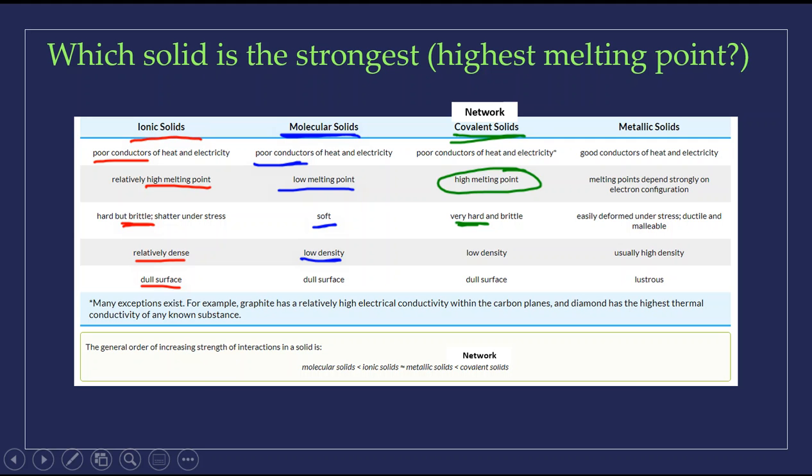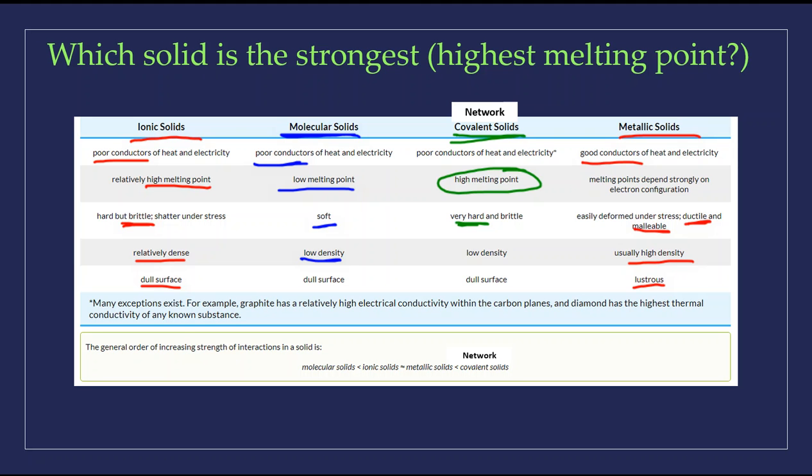The metallic ones are good conductors in the solid form, right? They do sometimes have varying melting points, because I'd say most metals have high melting points, but there are notable exceptions like mercury, gallium, some of these other ones that definitely don't fit that bill. Easily deformed under stress, so malleable, ductile, those are keywords for metallic solids. High density, lustrous, shiny, these are definitely the key buzzwords. You see those things, those are the context clues to let you know you're dealing with a metallic solid.